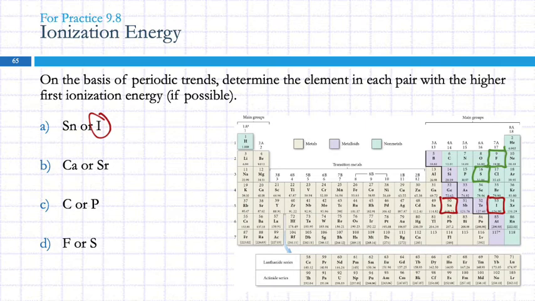So this would be another place where, if they're not forcing you, you say, can't tell, because the trends are opposite. If they force you to choose, the up and down trend is stronger, and so sulfur is bigger, fluorine is smaller, and so fluorine would have the higher ionization energy.